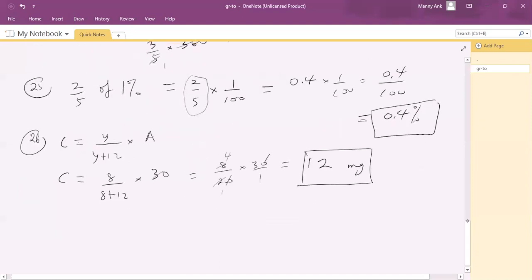Okay. Good. Oh, what about 27? In which of these problems is a value of 2/3 changed by the calculation?